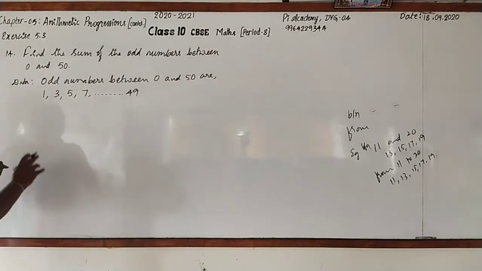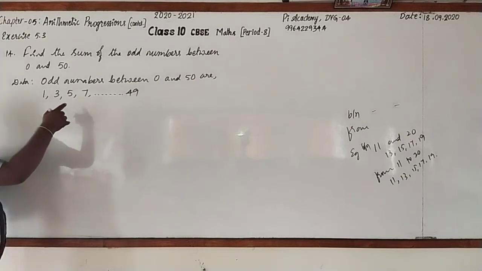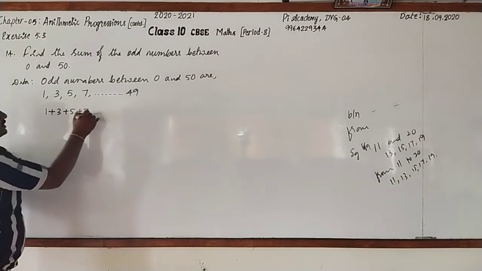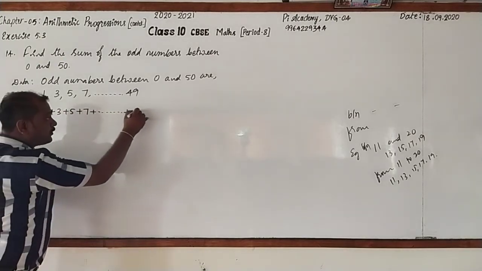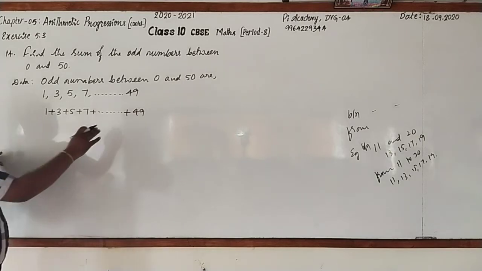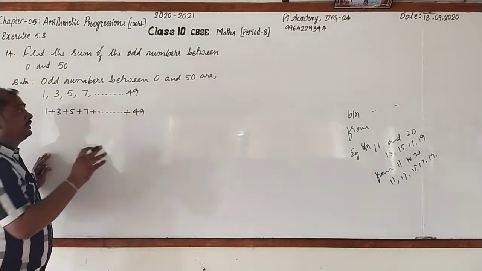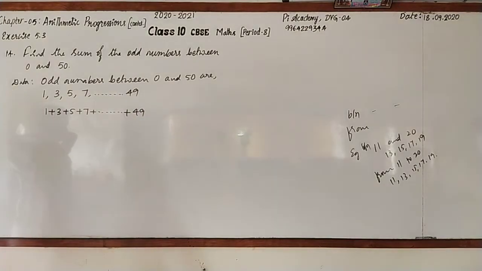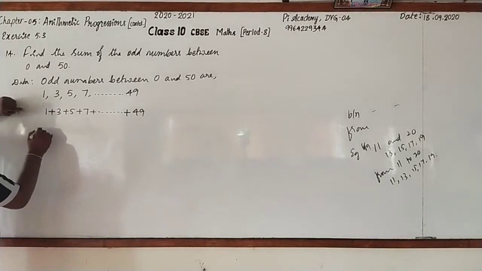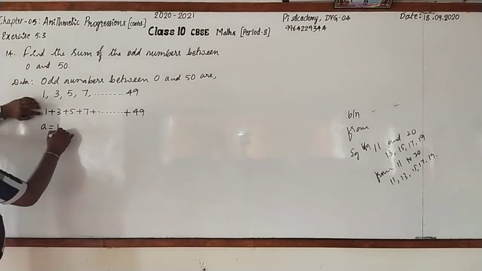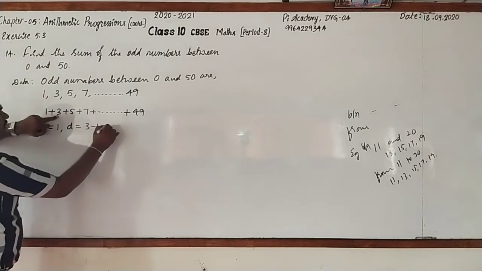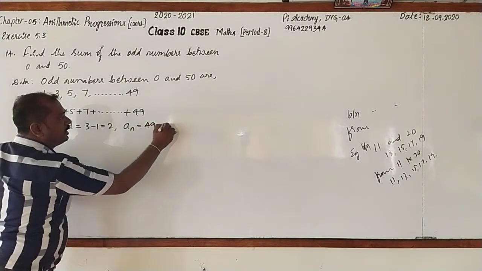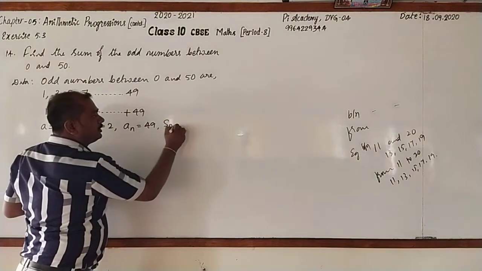Clear? Next, we are going to find out the sum of these. See, 1 plus 3 plus 5 plus 7 plus, so on, plus 49. Please do remember, 49 is not the number of terms. It is a term of the AP, that is the last term of the AP. Right? Now, let me write the terms. a is 1. Difference: 3 minus 1 is 2. Then 49 is an, an equal to 49. And you are going to find out Sn.